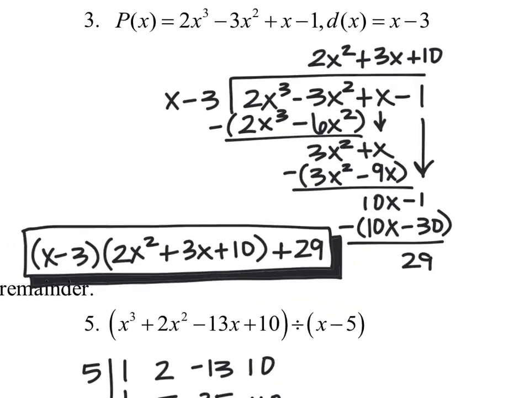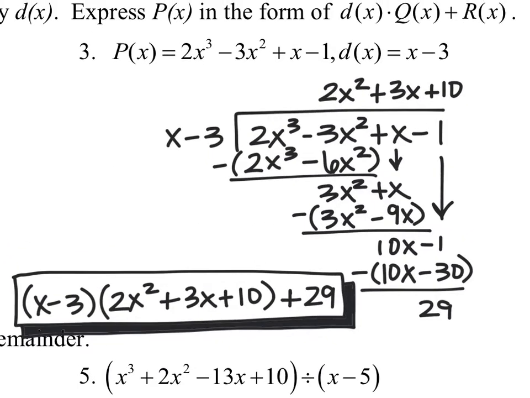So number 3 is just like that. Long division, writing the answer in the format of divisor times quotient plus remainder.